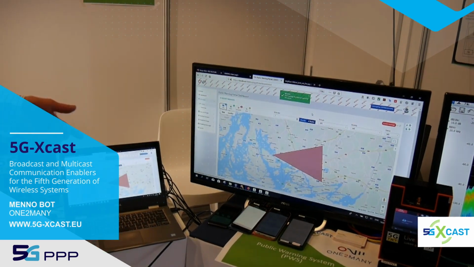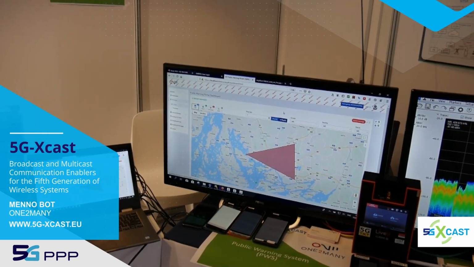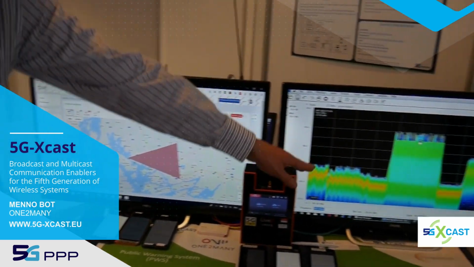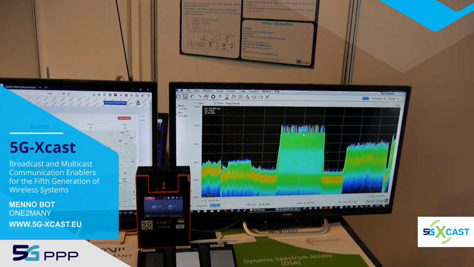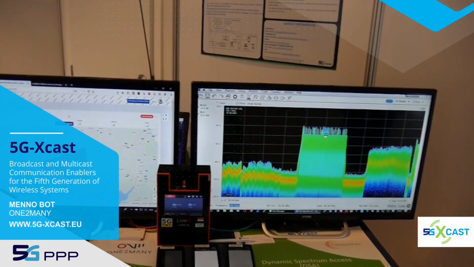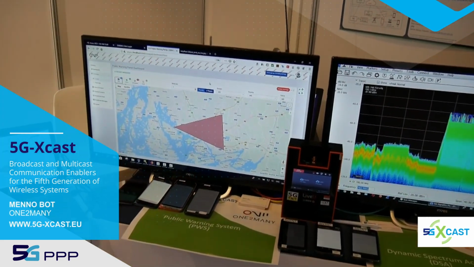Now the public warning system made by One-to-Many will send the message to the Fair Spectrum system, which creates the network here. And within 20 seconds, these phones, and after 30 seconds, these phones should receive the public warning message.